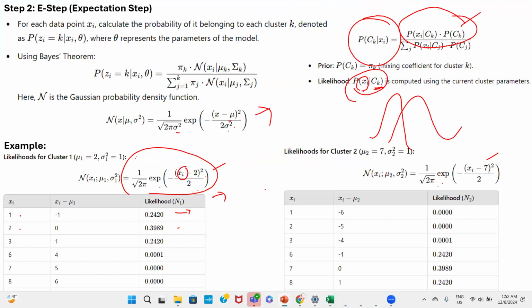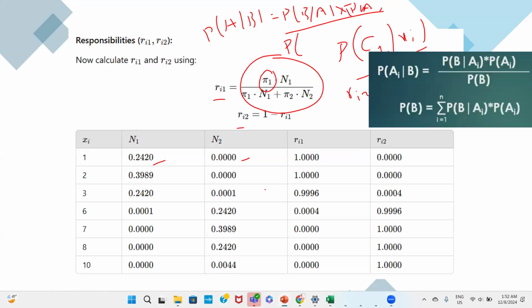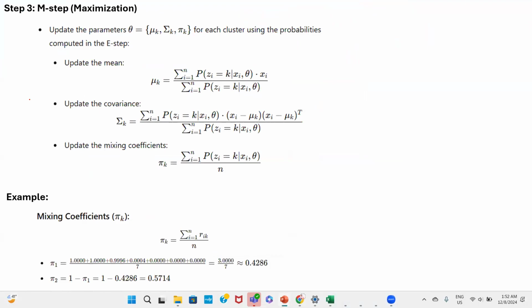In the expectation step, we calculate the likelihoods and also the posterior probabilities. And in the third step, we calculate the maximization step. What we do in the maximization step is we update the values for the parameters, which are mu, sigma k, the covariance matrix, the mean, and the mixing coefficient. We update these values. How do we update these values?